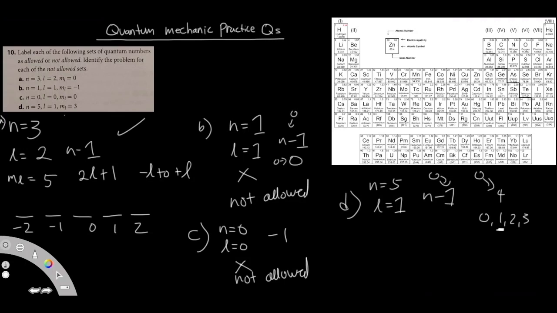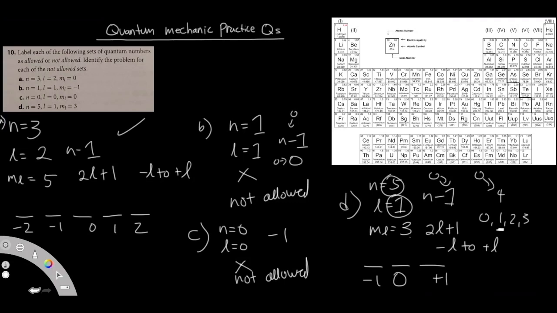Alright, we're not at the finish line yet. We have to do ML is equal to 3. Remember, do not forget the formula 2L plus 1. So 2 times 1 gives you 2, plus 1 gives you 3. But never forget negative L to positive L. So negative 1 to 1, again with 0 in the middle to follow that range. Well, N is equal to 5. L is equal to 1. Does ML equal 3? No, we don't have that there. So this is not true. This here is not allowed.